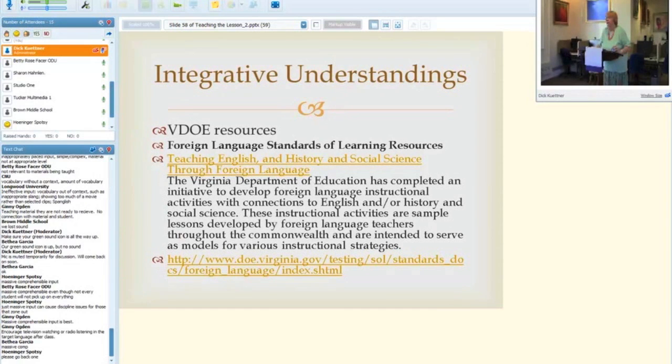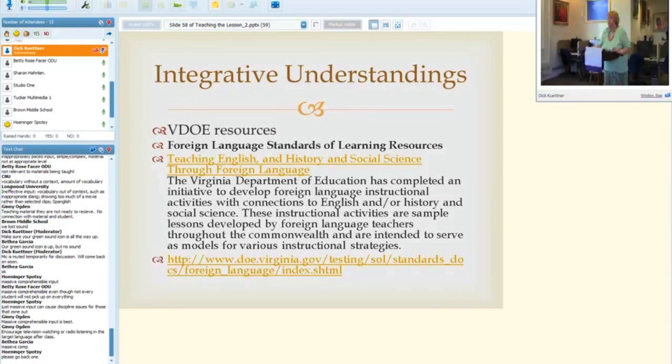And you need to integrate your language with what's going on in the other SOLs. And on the Virginia Department of Education website, there's this very good initiative for integrating the languages with history. And they give you some examples here.